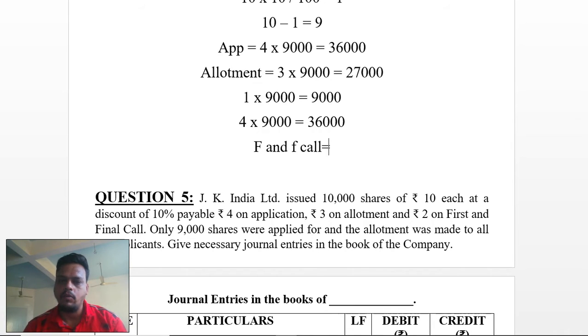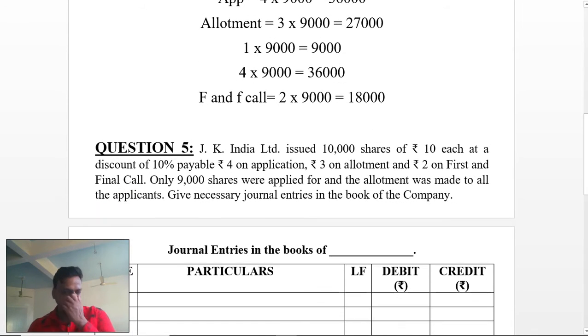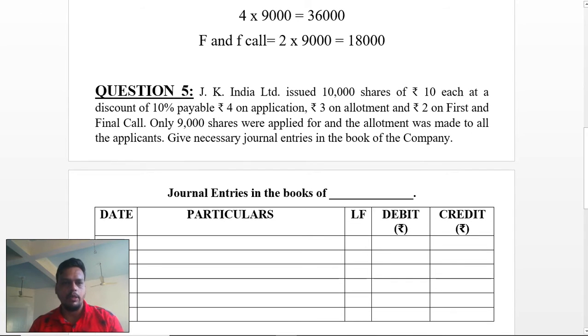First and final call will be 2 rupees into 9,000 shares. It will be about 18,000 rupees. These entries are to be specifically passed in the journal books. So let's begin with the journal books. Here I am having a question very clear. First of all thing, we have to write a pattern. In that you should go with the journal entries in the books of JK India Limited.